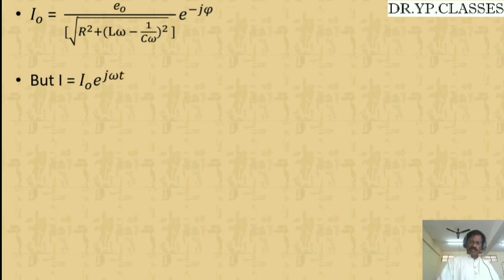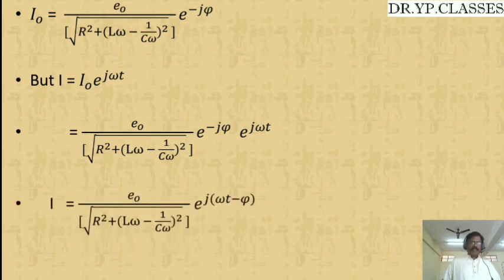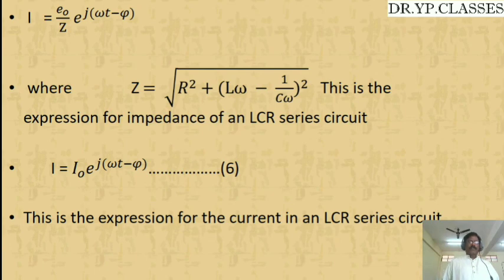And substitute this here, but I is equal to I naught e to the power of j omega t. So I naught value is here, and this I naught value should be substituted in the I equation, and you will get E naught by square root of R square plus L omega minus 1 over C omega square into E to the power of minus j phi into E to the power of j omega t. And it can be written as I is equal to E naught by square root of R square plus L omega minus 1 over C omega square into E to the power of j into omega t minus phi. Okay.